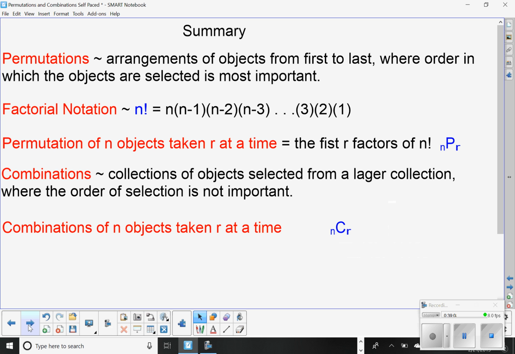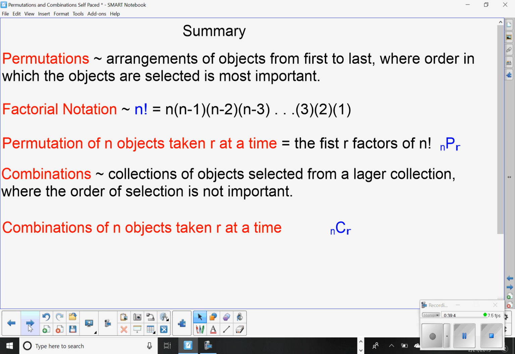Great. In summary, permutations are arrangements of objects from first to last where the order in which the objects are selected is most important. Factorial notation is simply the number followed by an exclamation point. It does not mean to scream the number out loud. It means take that number and multiply it times every natural number below it, down to 1. 0 factorial is 1, because you can arrange 0 objects one way.